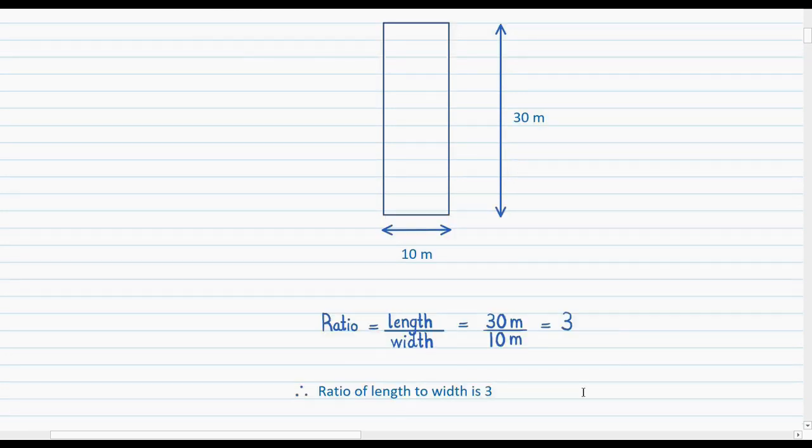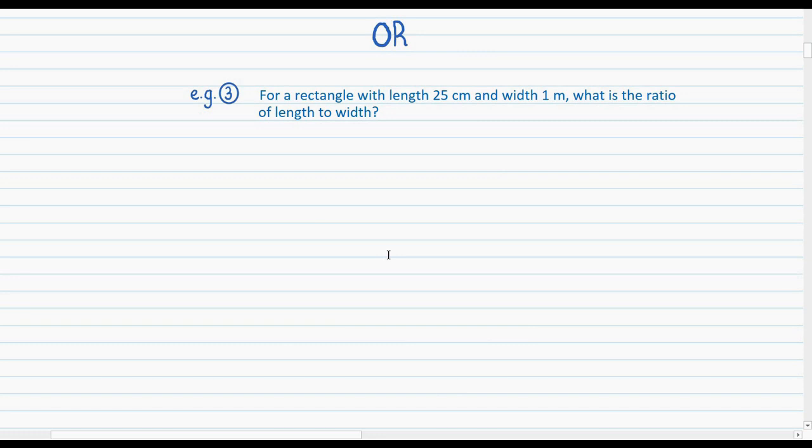Then for another example, for a rectangle with a length of 25 centimeters and a width of 1 meter, what is the ratio of length to width? So this is very similar to the previous example where we would first just say ratio is equal to length divided by width. Then the only thing that's new is this time the units are different.